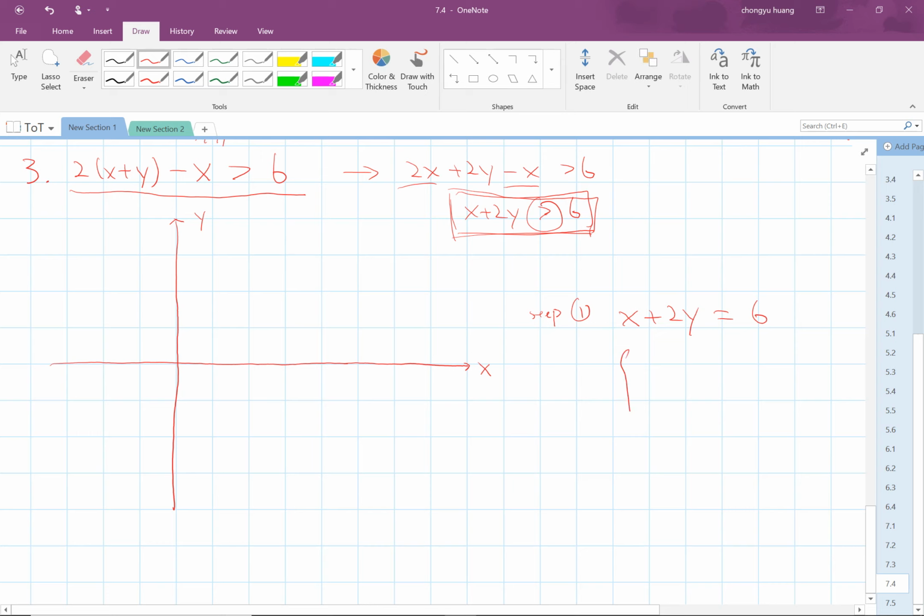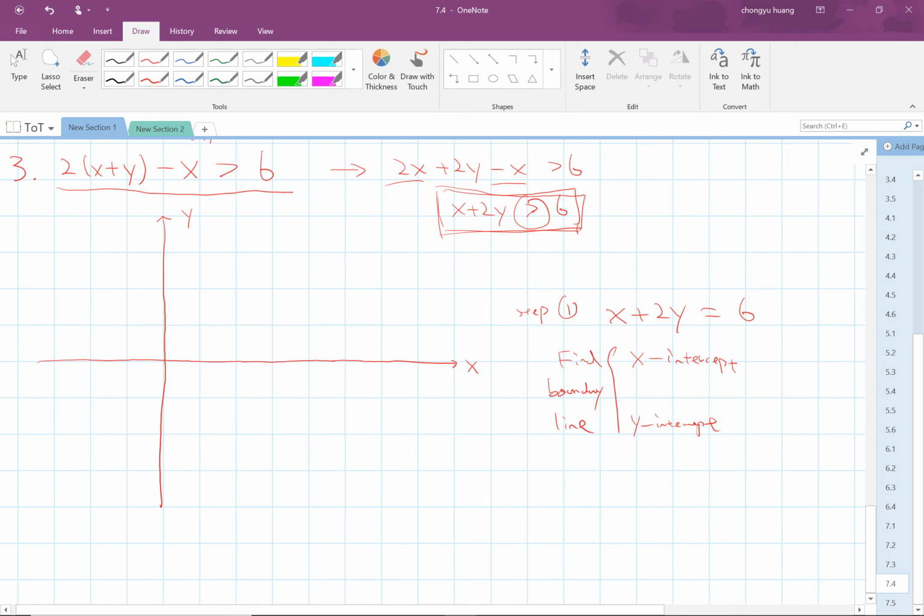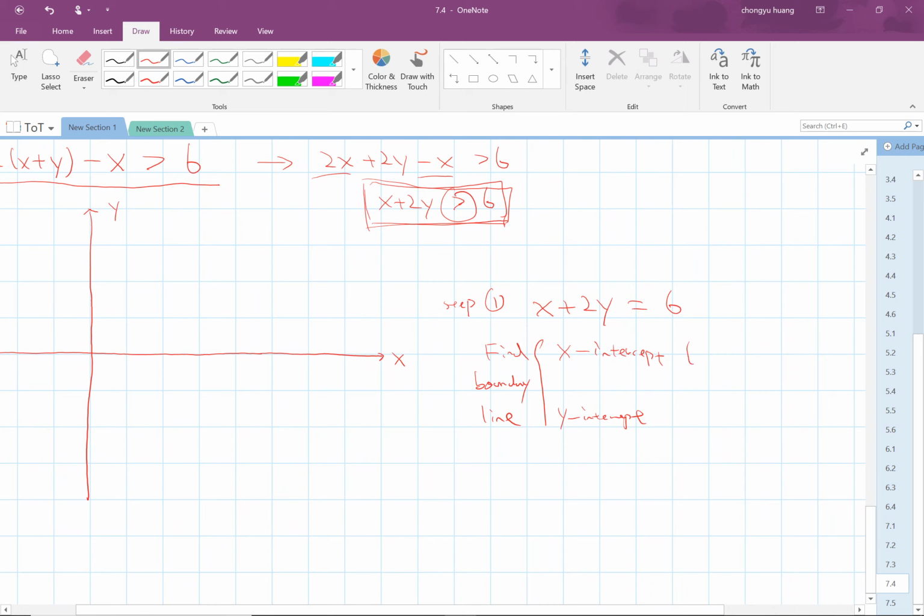The second step is to find the boundary line. How you find the boundary line is you find the x-intercept and the y-intercept. How do you find the x-intercept? You set y equal to 0, and then x is 6. How do you find the y-intercept? You set x equal to 0, and then y is equal to 3, right?